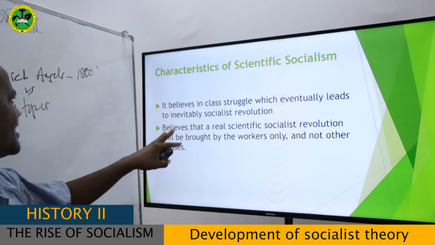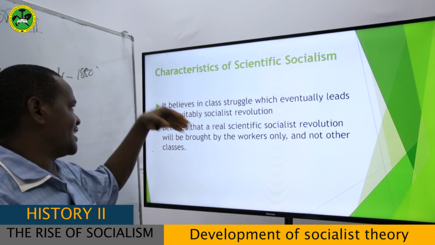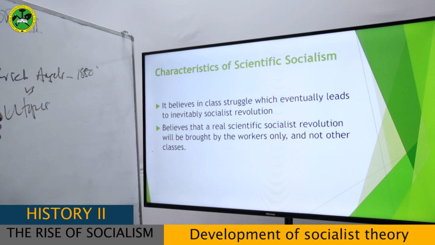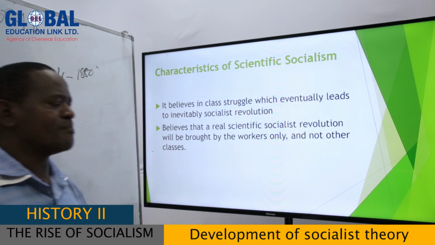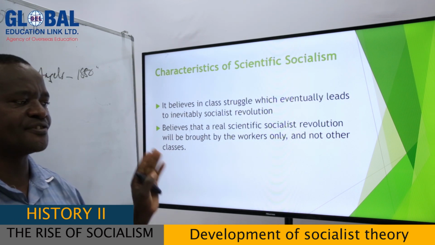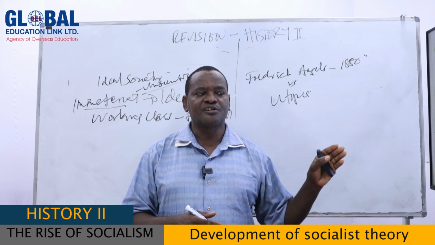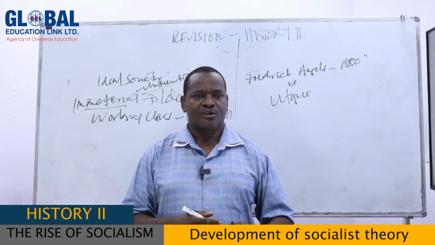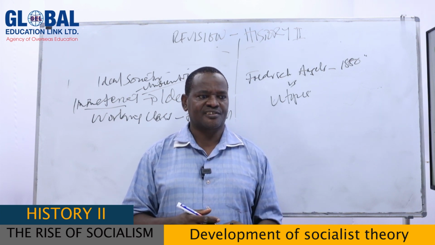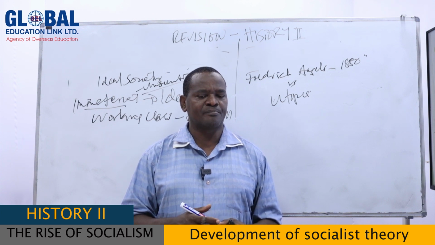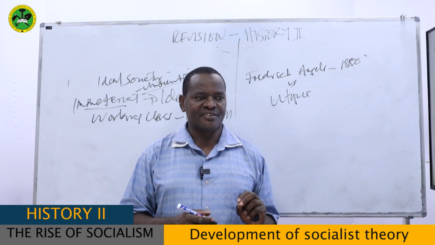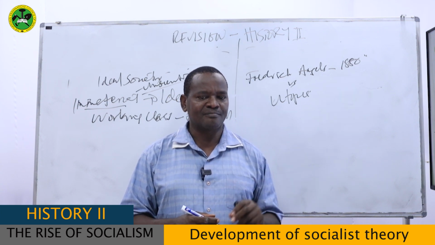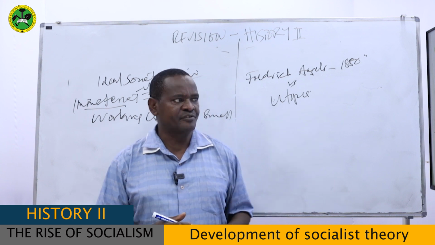Another characteristic of socialism is that it believed, as I said earlier, in class struggle, which will eventually lead to an inevitable socialist revolution. They believe that a real scientific socialist revolution will be brought by the workers and nothing else. And this, of course, contradicts what happened in China, where the revolution was a peasant revolution. So he believed that revolution can be brought by the workers and nobody else. This is what is meant by scientific socialism as it was proposed by Dr. Karl Marx and Friedrich Engels.